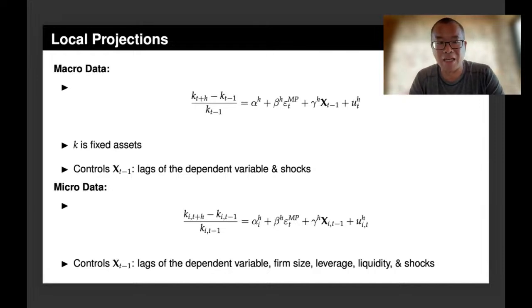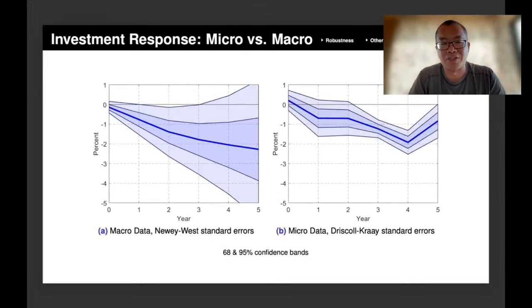And also we include control variables, that is the lags of dependent variables and shocks. And on the micro data, we include a series of controls on the firm level. So let's see the first batch of results.